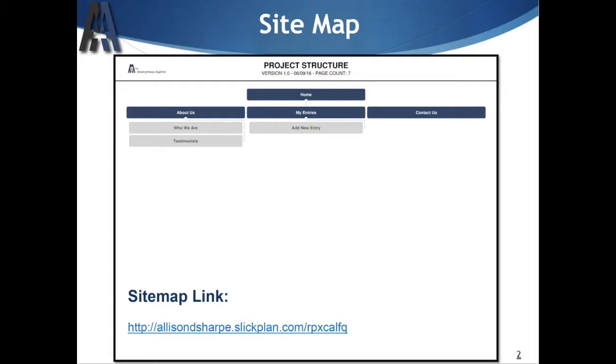Basically, a sitemap is just a display of the overall navigation of the website. So here you can see we have the Home, and we have the About Us and its drop-down links. We have My Entries as well as its drop-down link, and we have Contact Us. Also, down here, if you click on this link, it'll take you straight to SlickPlan, and there you can interact with the navigation and its drop-down links. So that's the sitemap.